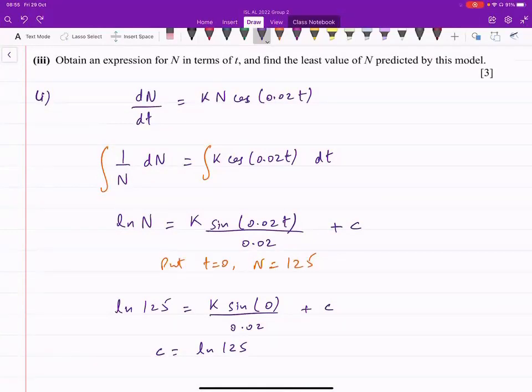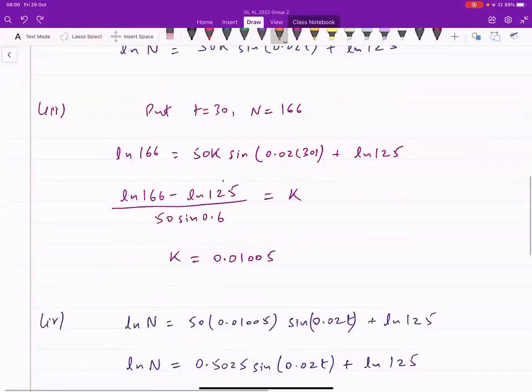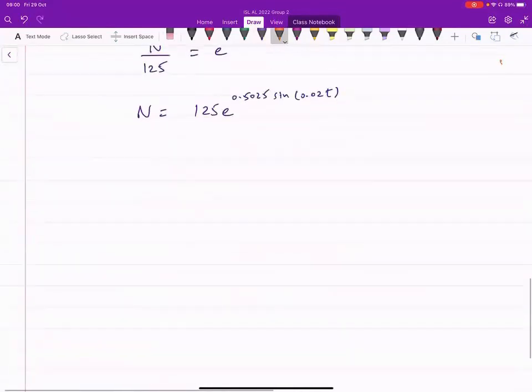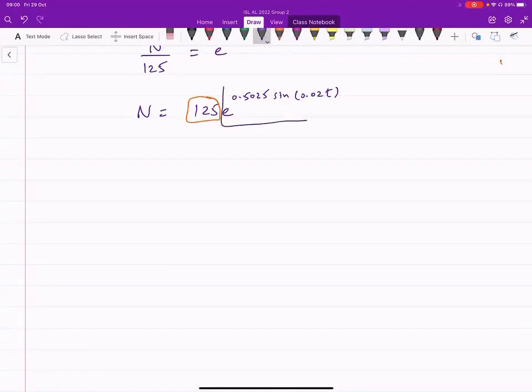Now the second thing is interesting. Find the least value of n predicted by this model. What can the least value of n be here? First, we have 125 outside. 125 is just a number, right? It makes no difference, as there is no variable in it. The variable is only in this part. Now we have to see when its least value can occur. e raised to power something, what can its least value be?